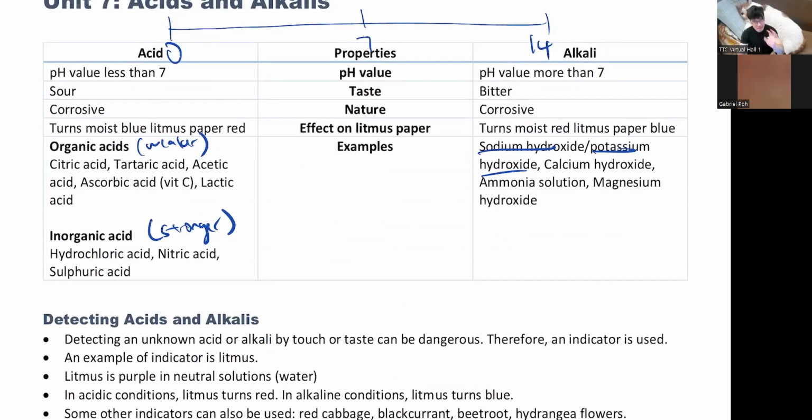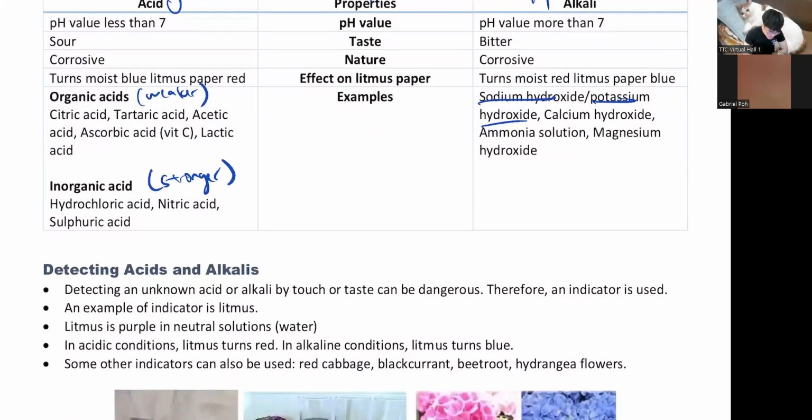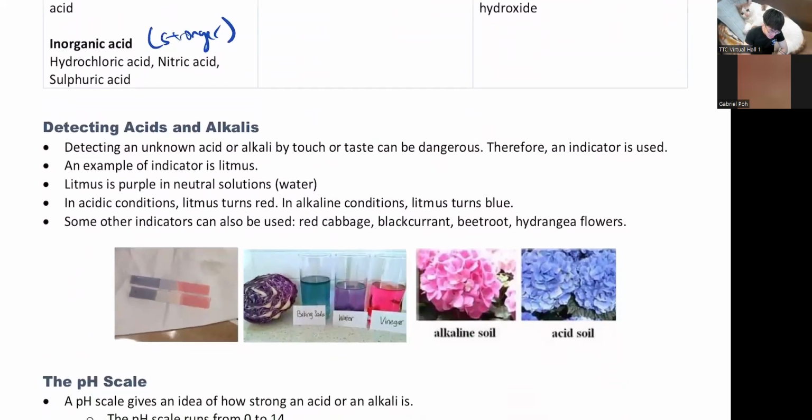They just tell you, okay, this changes color, this is acid, this is alkaline, but they don't tell you how strong they are. So let's say this is an unknown acid, you put litmus paper, it changes color. Yes, sure, I know this is acid, but I don't know how strong it is. Can I touch it? I don't know. So this is why we don't really use litmus, because litmus is kind of useless.